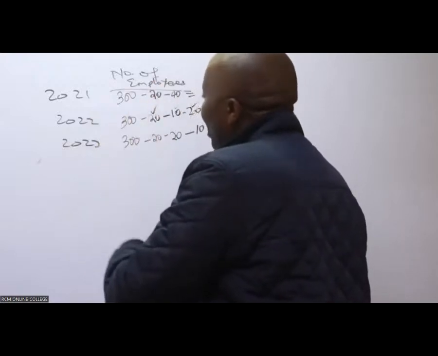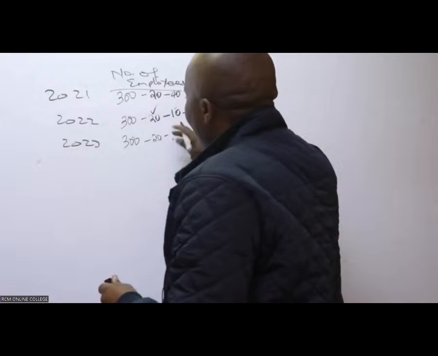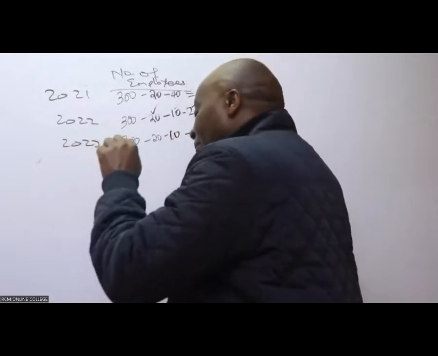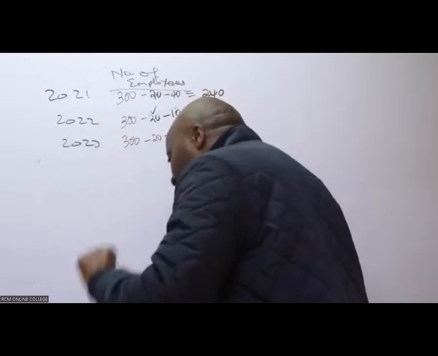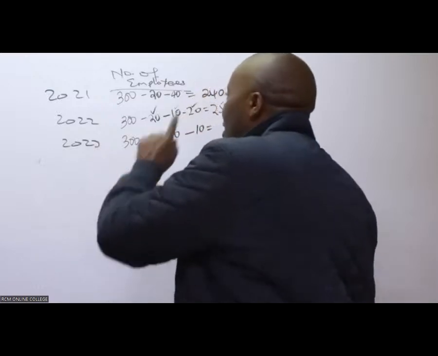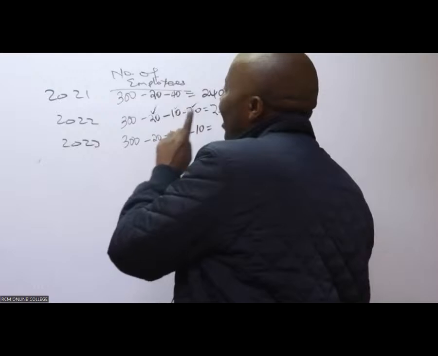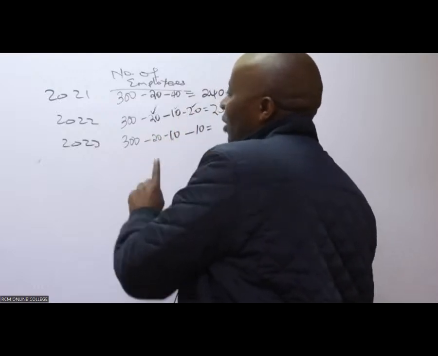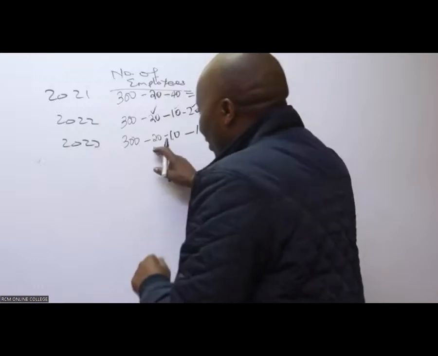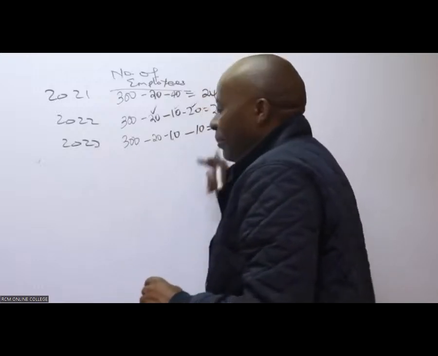Minus 10 actually left us in 2022. Remember the year 2023, we are working with the actuals that left us. So we are told here 20 actual left us in 21, 10 actual left us in 22, and then 10 actual left us in 2023. So you should have it this way, which will give me what number, somebody here?